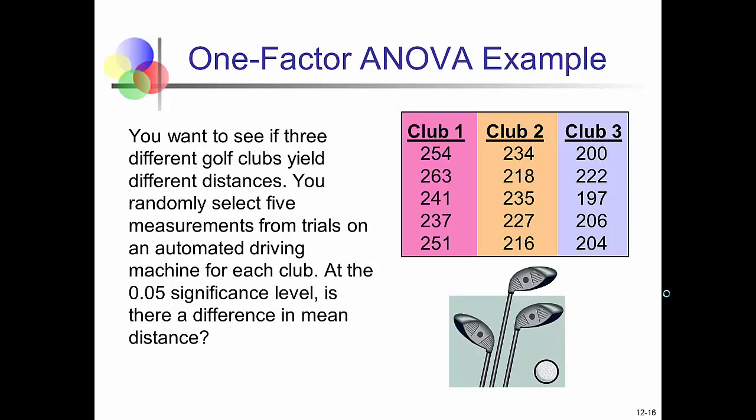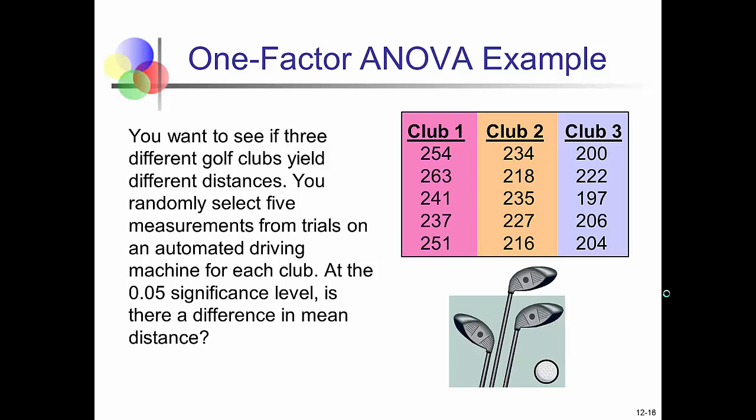So let's consider an example. Suppose you want to see if 3 different clubs yield different distances in golf. You've randomly selected 5 measurements from trials on an automated driving machine. There's a driving machine called Iron Byron that can actually hold a golf club and swing the golf club very, very consistently and drive the golf ball a significant distance.